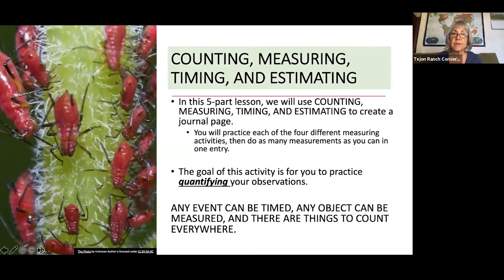So let's get started. So first of all, in this 5-part lesson, you're doing counting, measuring, timing, and estimating. 4 things. The 5th one is combining all of them into one beautiful journal entry that uses a little bit of everything. You're going to practice each of those 4 things, and you're going to do as many measurements of each of those things in each individual measuring entry. And then you're going to put that all together at the end.